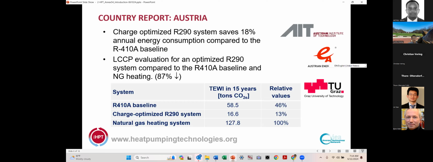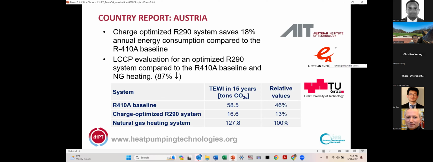Since 3 countries are not able to join today, I'm going to give a quick summary of those countries. The first one is Austria. They investigated charge-optimized R290 systems and found that an R290 system can save 18% of the annual energy consumption compared to the R410A baseline. They also evaluated the LCCPs for 3 different systems: the R410A baseline, the charge-optimized R290 system, and a natural gas heating system.